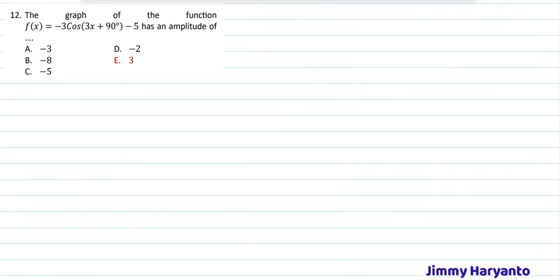Next is 12. For question 12, the question wants you to find the amplitude. It's very easy. You only have to take a look at that value without the negative. So the answer is E.